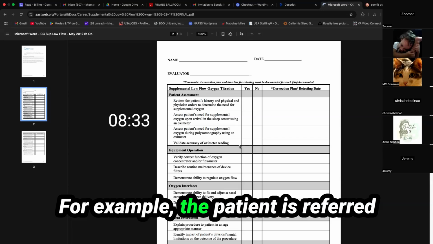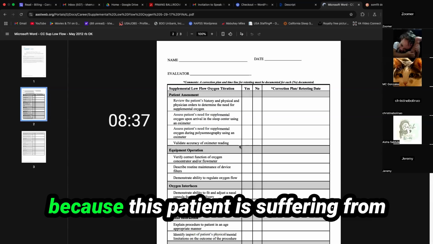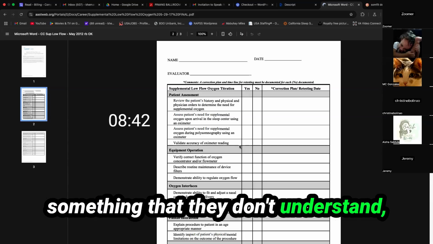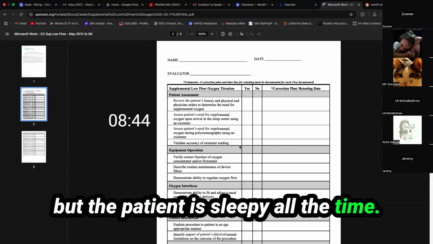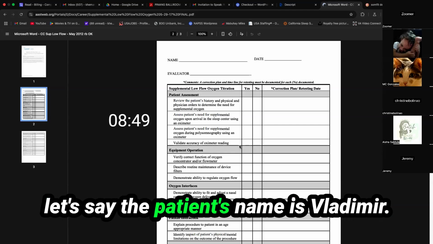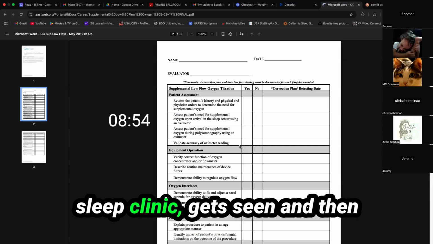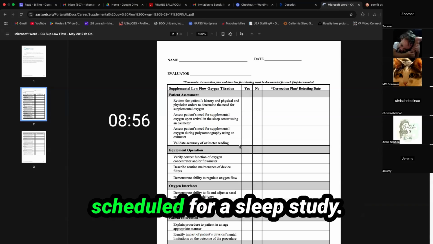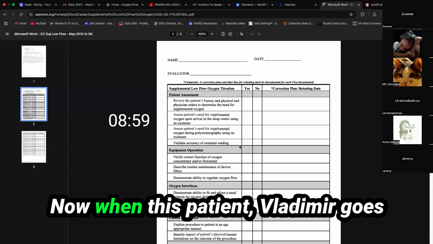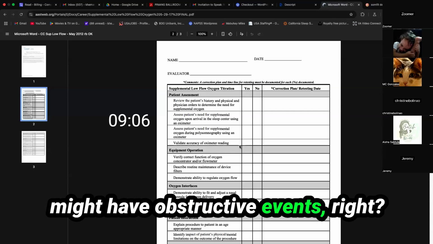For example, the patient is referred by Dr. Yabut into the sleep lab because this patient is suffering from something that they don't understand, but the patient is sleepy all the time. So when Dr. Yabut refers this patient, let's say the patient's name is Vladimir, patient Vladimir goes into the sleep clinic, gets seen, and then is scheduled for a sleep study. Now, when Vladimir goes to a sleep study, the patient might have obstructive events, right?